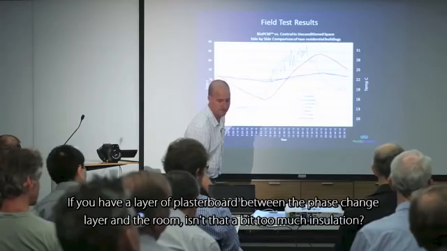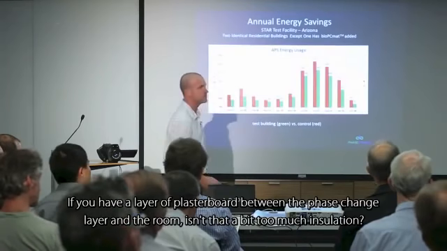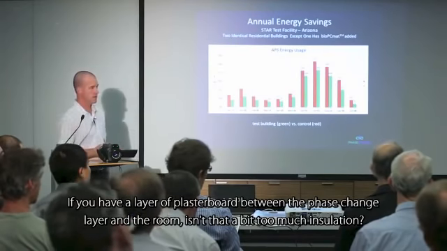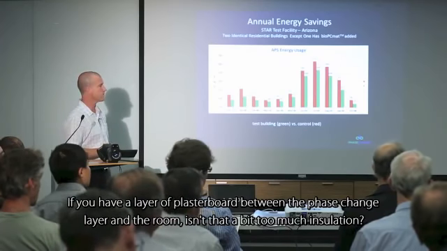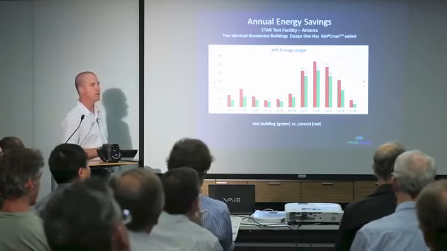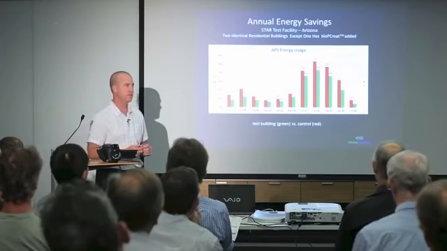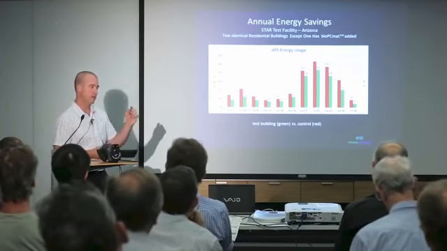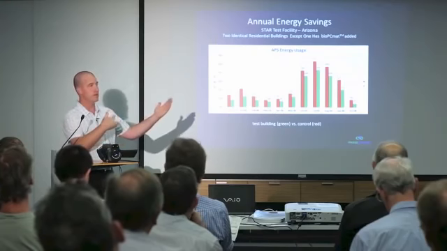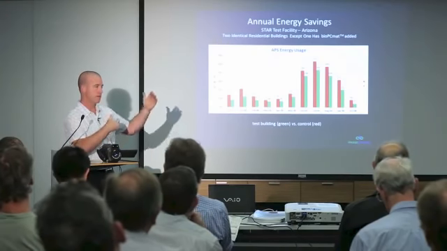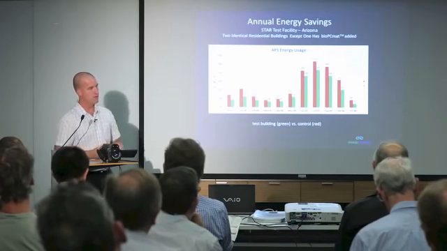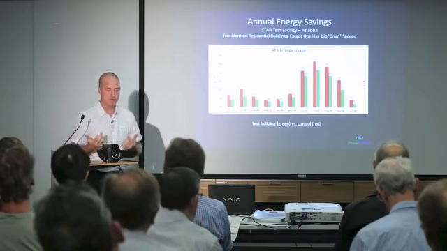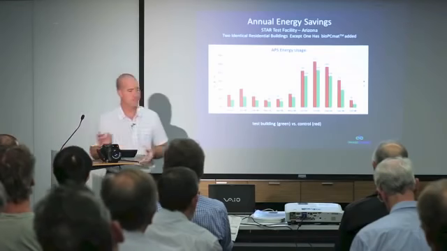Go ahead. You've got a layer of plasterboard between your phase change material and the room. Isn't that just a bit too much insulation in the material? No, plasterboard doesn't have much insulative value. It's about R.5, depending on the thickness, whereas the insulation on the other side of it is R3. So you have a huge amount of resistance to heat flow on this side, phase change material, then a little bit of plasterboard.